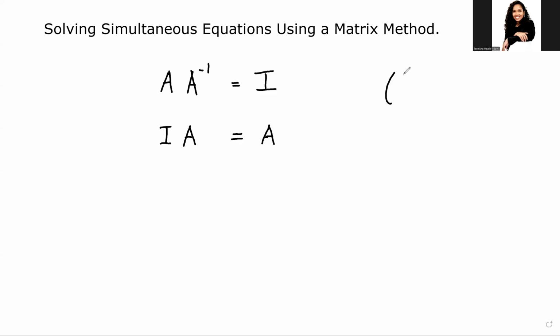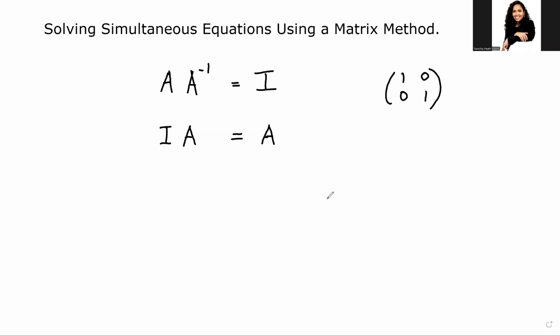Recall that the identity matrix for a two by two matrix, by the way, is 1, 0, 0, 1, right? Now for CSEC, you only need to know this for a two by two matrix. You don't need to do it for any other type of matrix, right? So again, it's based on the principle that when you multiply any matrix by its inverse, you get the identity matrix, which is 1, 0, 0, 1.